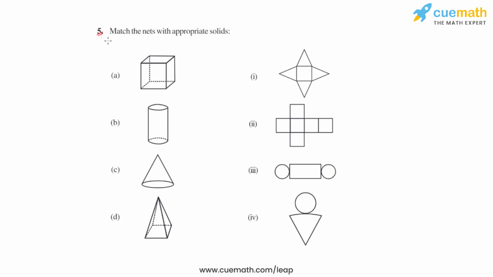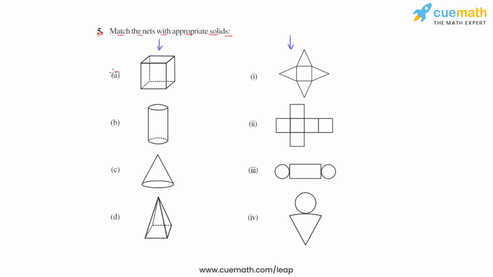So in question number 5 of this first exercise, we'll have to match the nets with their appropriate solids. So here in this question we see there are two sets of figures. This is the set of solids and this is the set of nets. Now let us take each of the solids one by one to find out their respective nets.